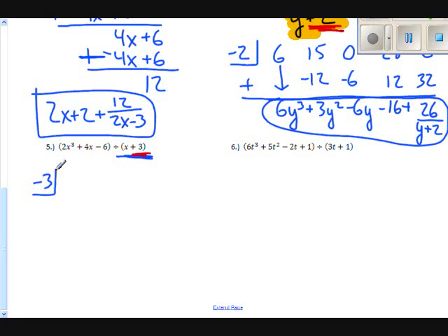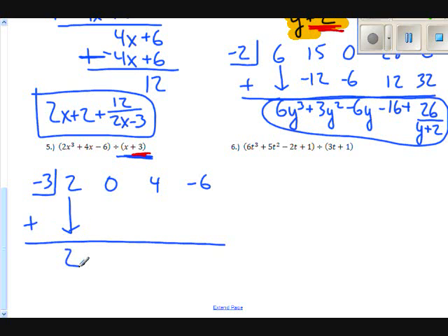And now I write down the coefficients. I've got an x to the 3rd, so that's a 2. I'm missing the x squared value, so I have to put a 0 in its place. Let me give myself a little more space here. Then I have the 4, and then the negative 6. I bring down the first coefficient, which is the 2. Now I multiply. Negative 3 times 2 is a negative 6. I add straight down. And then I multiply.